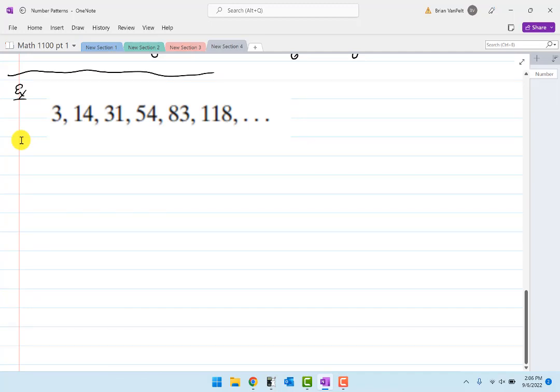Alright, so the direction's the same as before. We want to come up with what is most likely the next number after 118. So I'm going to do the same thing I did before. I'm going to give myself some space, and I'm going to write them out.